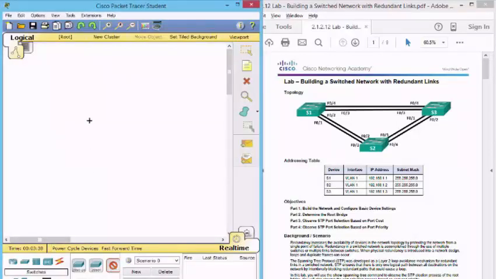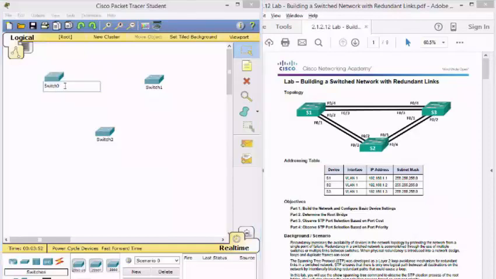We took three 2960 series switches, 2, 3, and we name it switch 1. This is switch 3, and this is switch 2.